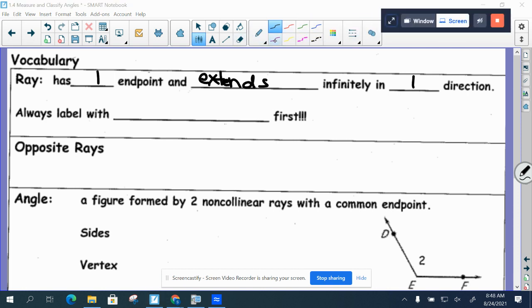Always label with what first? So I'm talking about a ray, like that, and then I do letters here. What goes first? You always start with the endpoint.